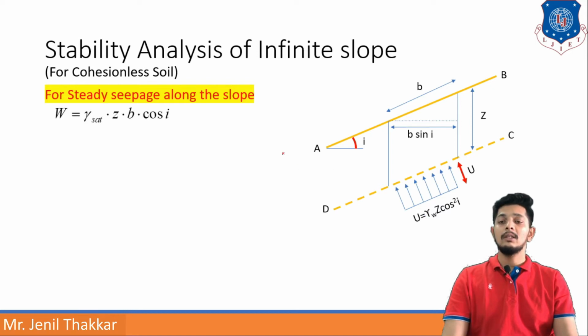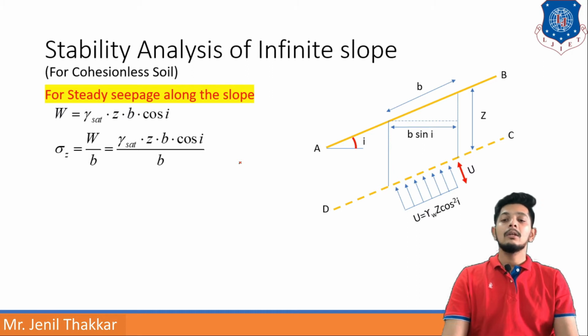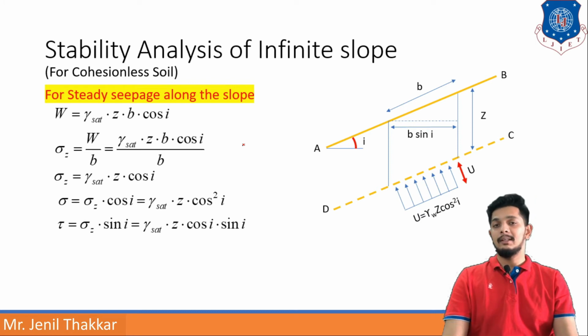Let us understand this. If I want to find out the weight of the prism, then it will be gamma saturated into z into b into cos i. Here gamma is replaced with gamma saturated. Why? Due to this seepage. So sigma z will be W by b. Now W value we know: gamma saturated into z into b into cos i. Dividing it by b, I will get sigma z as gamma saturated into z into cos i. Now putting this sigma z value in sigma and tau.